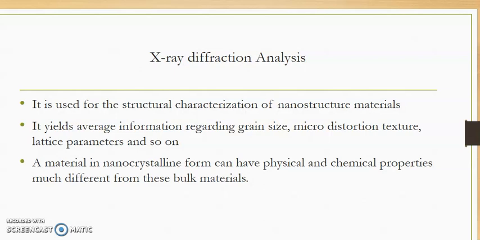Now, a material in nanocrystalline form can have physical and chemical properties much different from bulk materials. I have already said in the previous classes that a material in a very small size, in a nanocrystalline form, can have physical and chemical properties different from when it is in its bulk form.